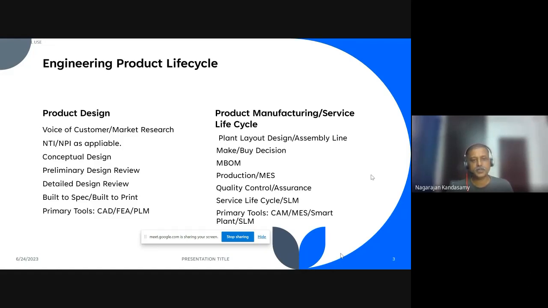So build to spec versus build to print. Both have certain pros and cons, or benefits or disadvantages, depending upon your context or your scenario. But yeah, knowing this would definitely help.